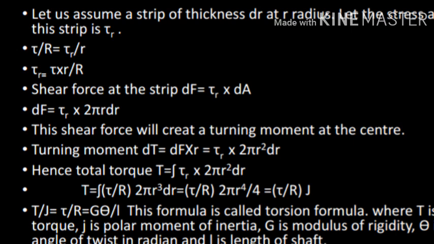Now rearranging this equation, T by J equal to tau by R, but from our first part tau by R was equal to G theta by L. Hence we get the total torsion formula as T by J equal to tau by R equal to G theta by L, where T is the torque, J is the polar modulus, tau is the shear stress, R is the radius of shaft, G is modulus of rigidity, theta is angle of twist, which is always taken in radian in this equation, and L is the length of the shaft.